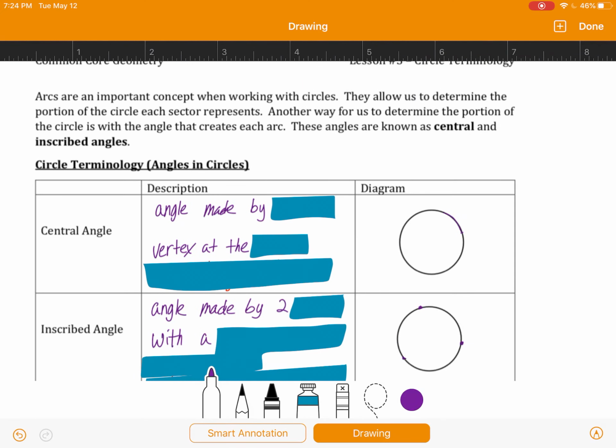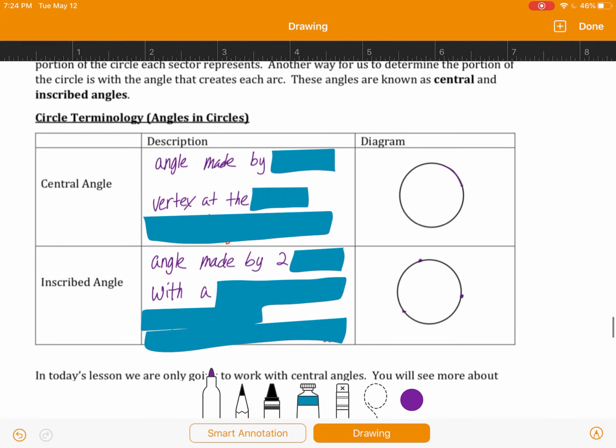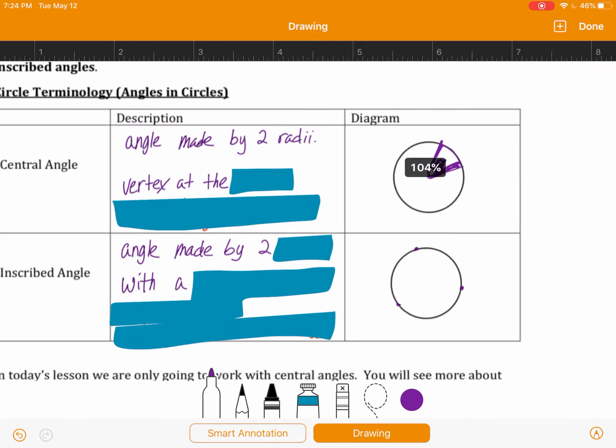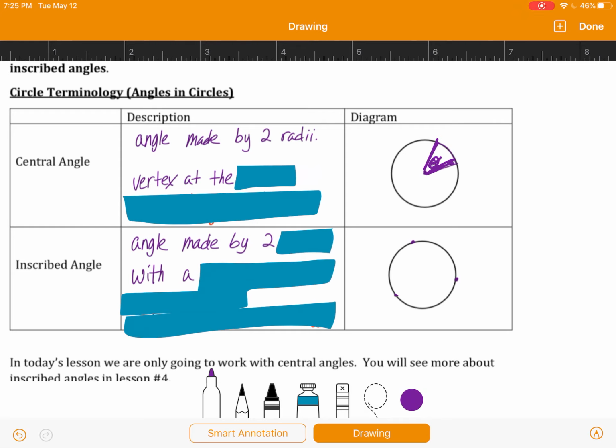The last piece we're going to talk about is the part that we're going to use the most. So these are going to help us solve with actual numbers. A central angle is an angle that's made by two radii. So if we've got a radius here and a radius here, the central angle is the angle in between them. And I'm calling that theta for this. And the vertex is going to be at the center. So the center is this point in the middle of the circle. That's where the 2 points are going to meet, and that's where the angle is going to come out of.